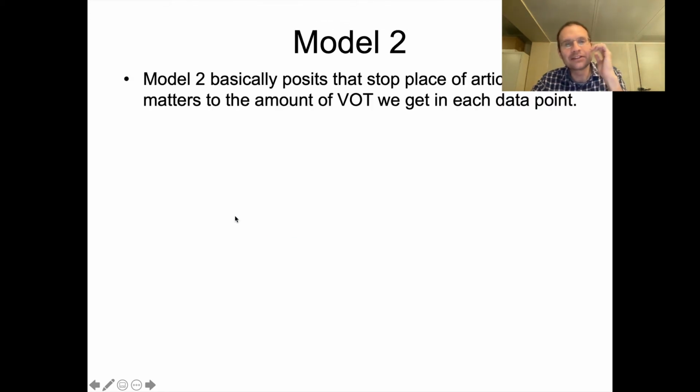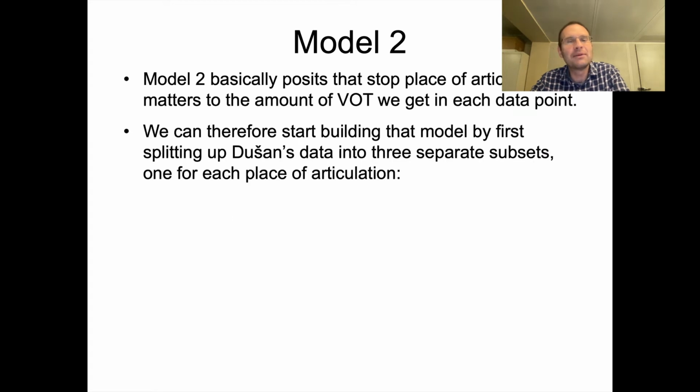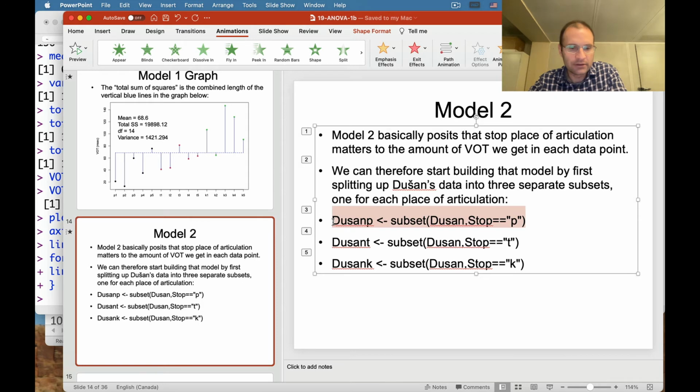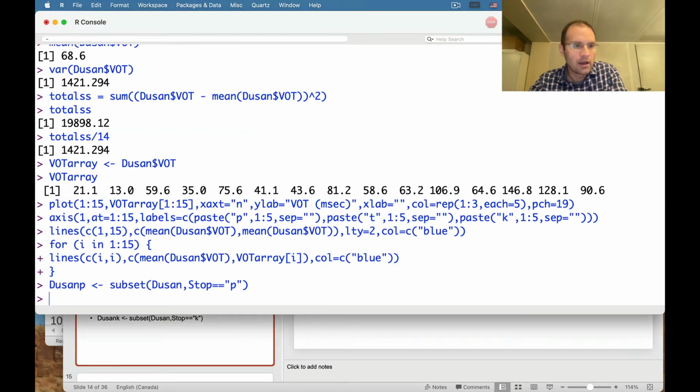Model 2 is not saying that. Model 2 is saying that maybe we're going to get different targets, say, for different places of articulation. And that place of articulation will therefore affect the amount of VOT we get in each data point. So we can start building this model by first splitting up Duchamp's data into 3 separate subsets, one for each place of articulation. And I've just got this in here more for housekeeping purposes for R.